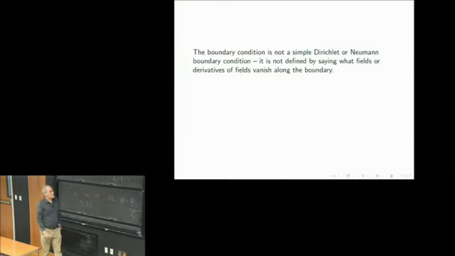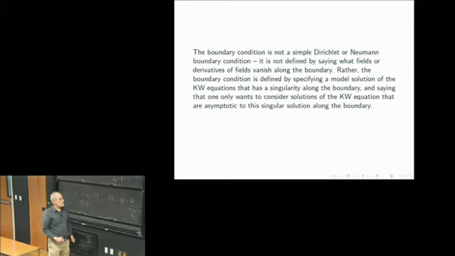The boundary condition is not a simple Dirichlet or Neumann boundary condition. It's defined by saying what fields or derivatives of fields vanish. Sorry, it's not defined by saying what vanishes along the boundary. Those are the more familiar boundary conditions. Rather, the boundary condition is defined by specifying a model solution of the KW equations that has a singularity along the boundary, and saying one only wants to allow solutions of the equation that are asymptotic along the boundary to this singularity. So that's a key sentence.